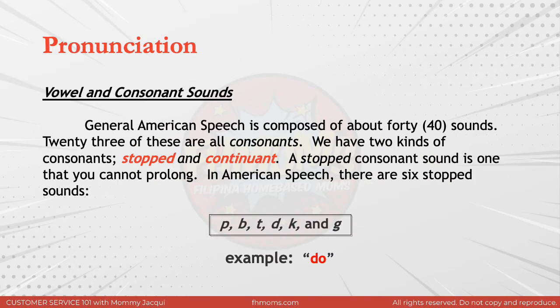General American speech is composed of about 40 sounds. 23 of these are all consonants. We have two kinds of consonants, namely stopped and continuant. A stopped consonant sound is one that you cannot prolong. In American speech, there are 6 stop sounds. For example, p, t, d, k, and g. For example, for the word do, there's no way for you to prolong the D sound and say do.